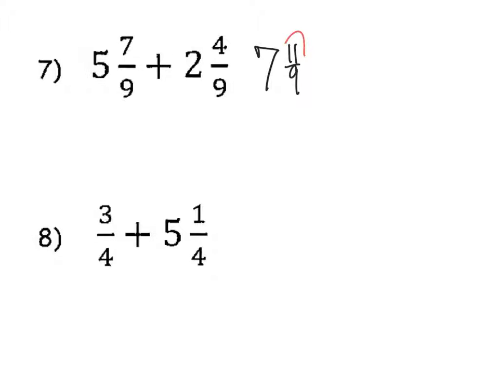So, just like we did last time, 11/9 becomes a mixed number. How many times does 9 go into 11? One whole time. That's okay. Then how many is left over? What's the remainder between 11 and 9? 2. That's my new numerator. And then 9. Keep the denominator the same. So that's my improper fraction changed.